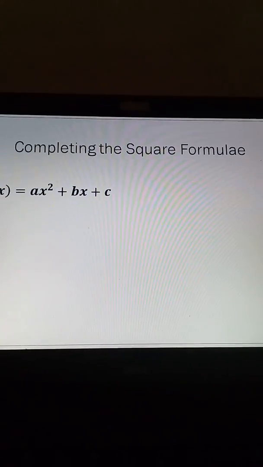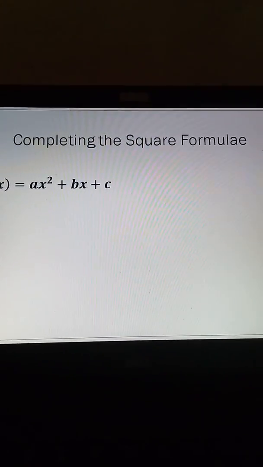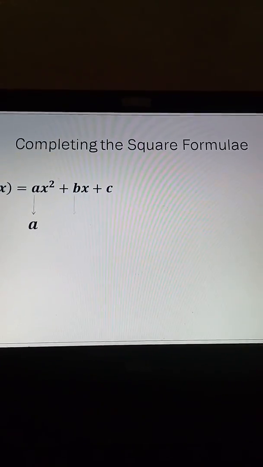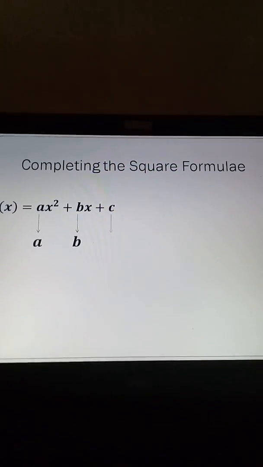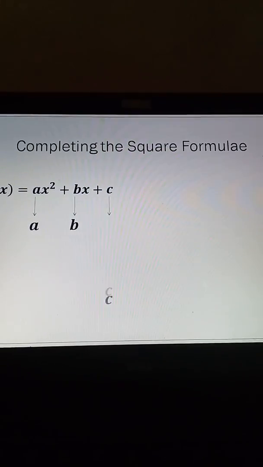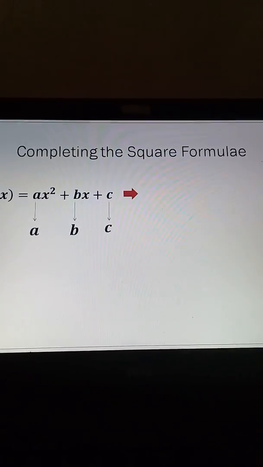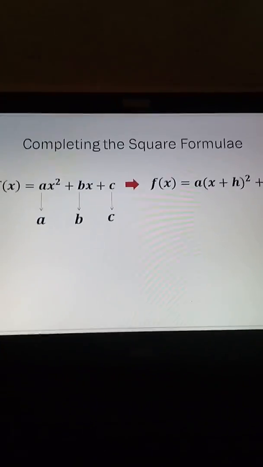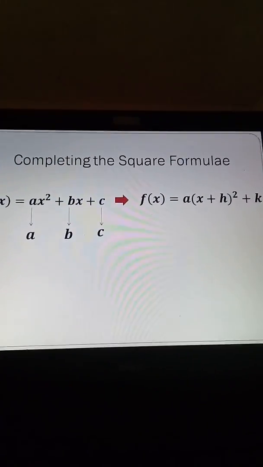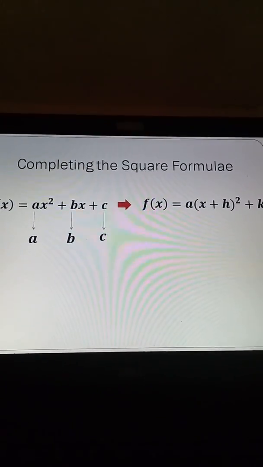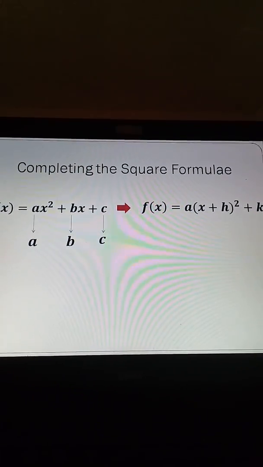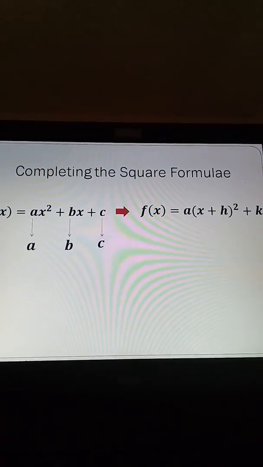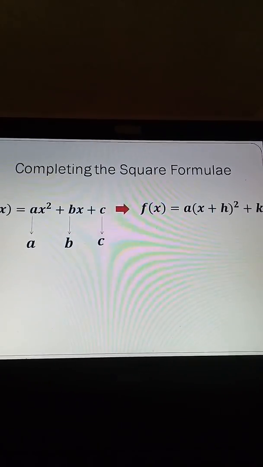So we have the function. We always identify our a, b, and c, and we convert it to this form. So comparing both, we have a, b, and c in the first, and in the second we have a, h, and k.